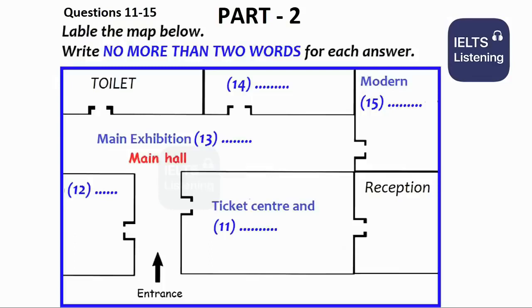Running along the right-hand side of the main exhibition centre is the Modern Art Studio. Here, not only can you view some of the most famous works of the 20th century, but you can also sit in on a workshop run by a local artist. So, that's the art museum.